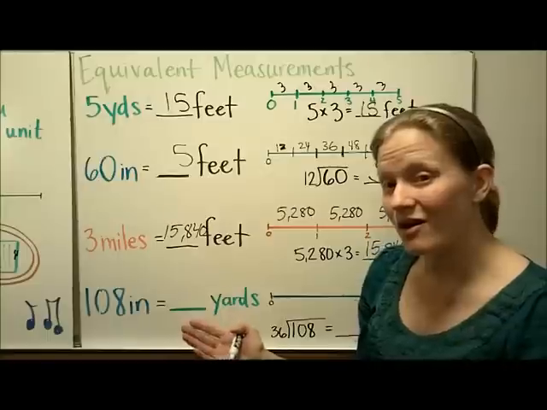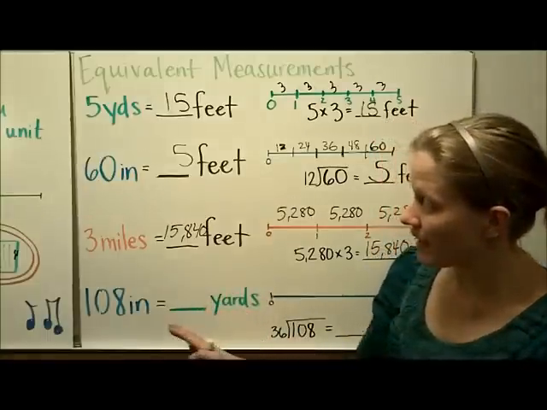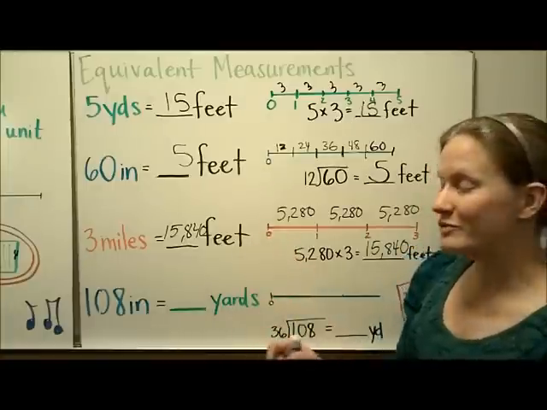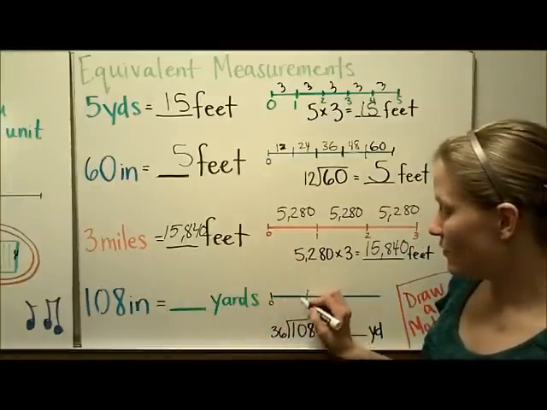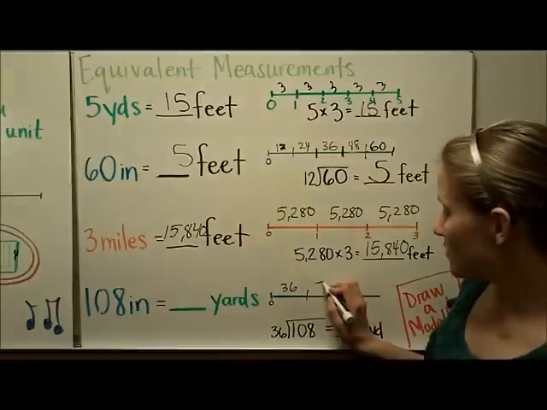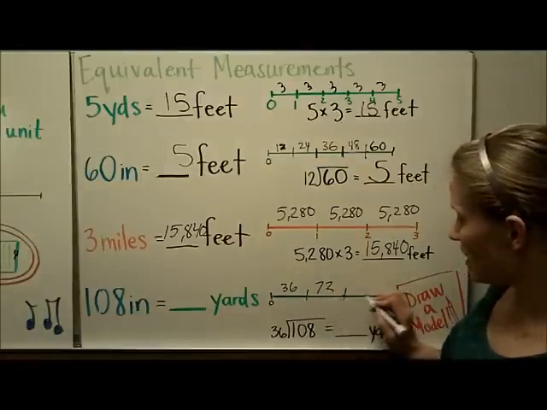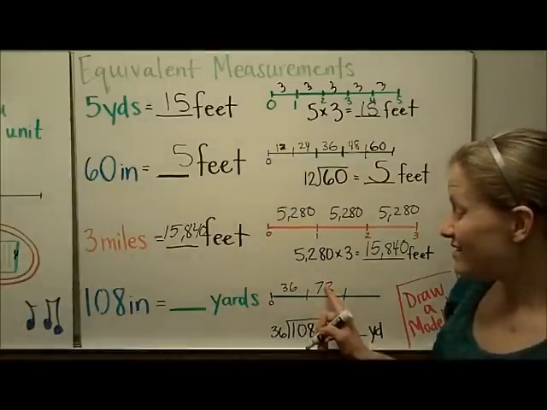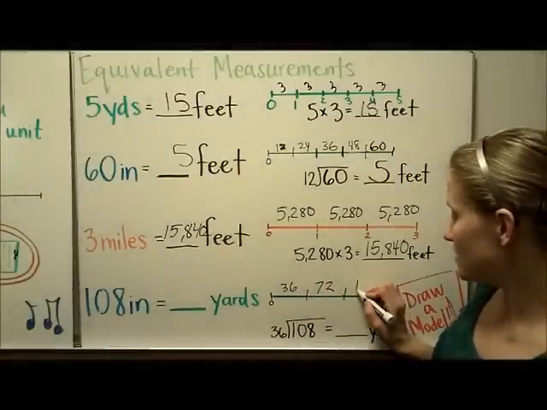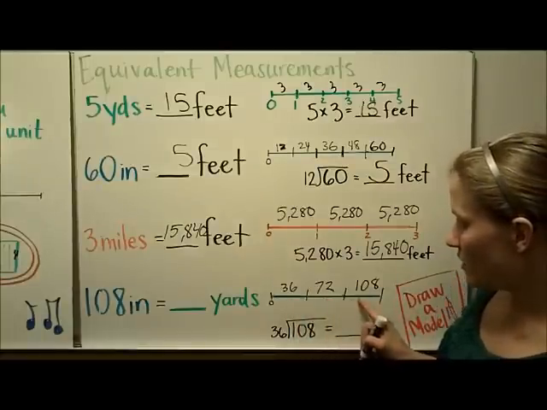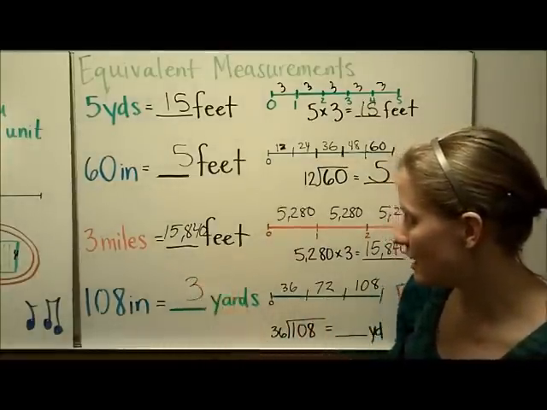think about how do I know inches and yards are related? Well, I know that there are 36 inches in 1 yard, so I'm going to mark off groups of 36. So the first yard would be 36 inches, the second yard would be 72 inches, and 3 yards, so I just added 36 plus 36 to get 72. 72 plus 36 would be 108. And then I can count 1, 2, 3 yards in 108 inches.